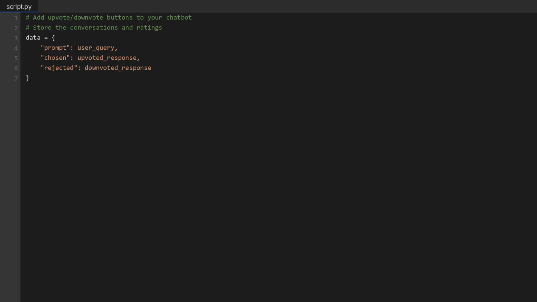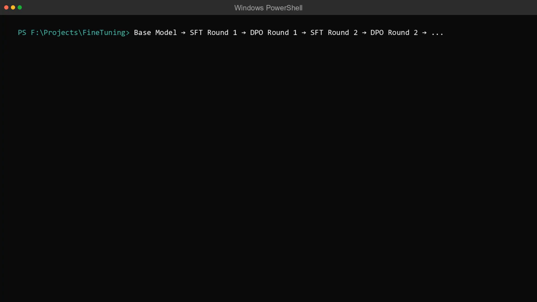Store the prompt, the response that was upvoted as chosen, and the response that was downvoted as rejected. Over time, this naturally accumulates into a preference dataset you can use for DPO training. Llama 3 didn't just do one round of SFT followed by one round of DPO. The actual training pipeline looked like this.